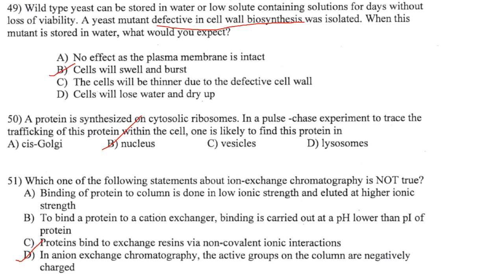Then next one. A protein is synthesized on cytosolic ribosomes. In a pulse chase experiment to trace the trafficking of this protein within the cell, one is likely to find this protein in the nucleus.